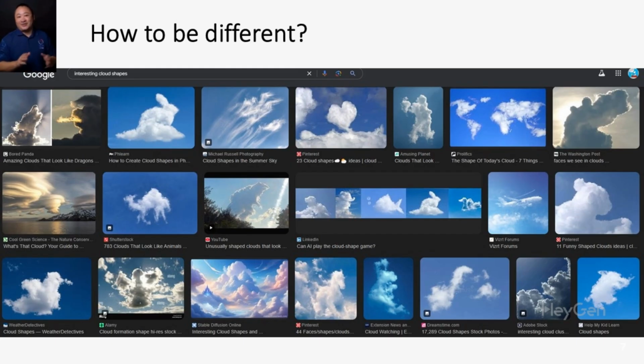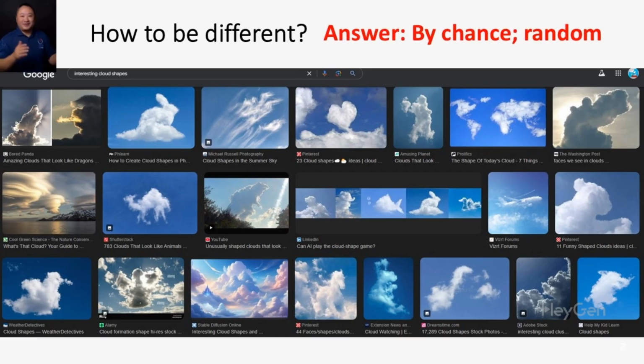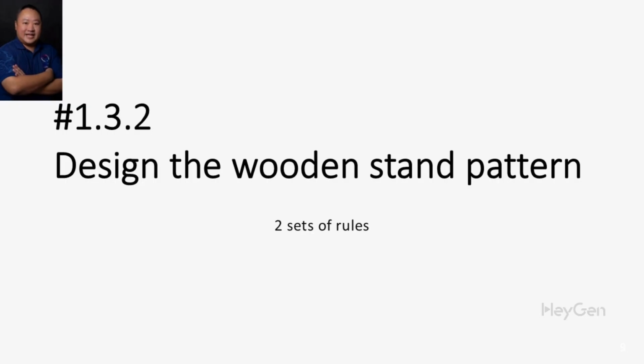So how are these clouds formed? Yes, they are formed by chance. It is entirely random that the cloud formation happens to look like a familiar object. At this point, I would like to point out that by chance or random doesn't mean anyhow. It must still obey certain limits, rules, or boundaries. For example, a dice can only produce a random number between 1 to 6, simply because it has only 6 sides. With that understanding, let's proceed to design for the wooden stand using 2 sets of random rules.